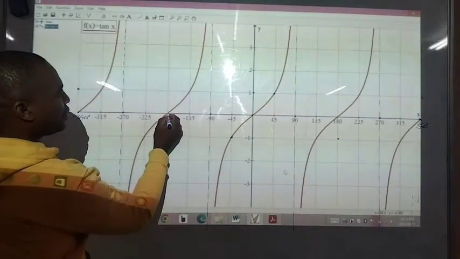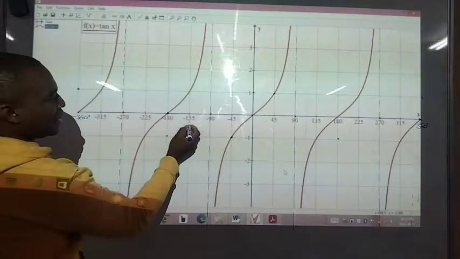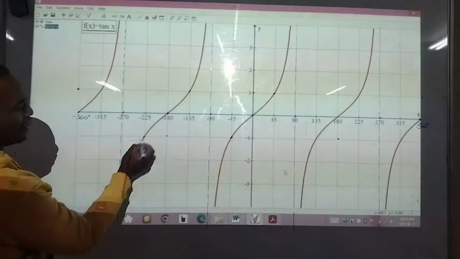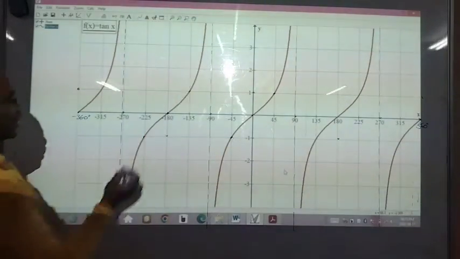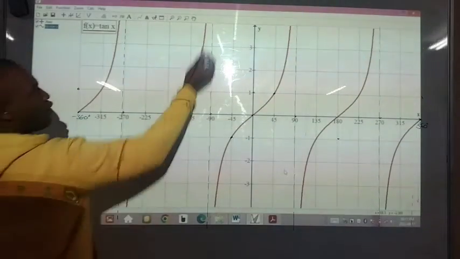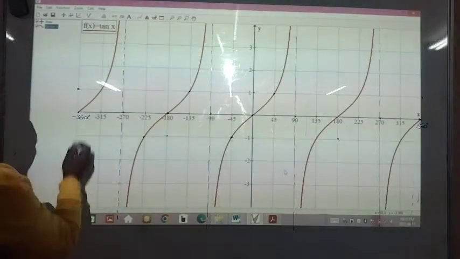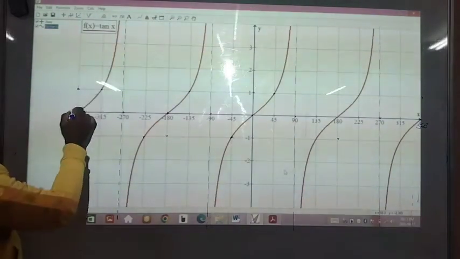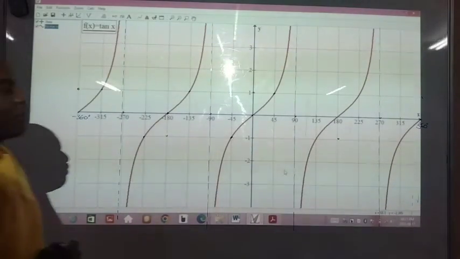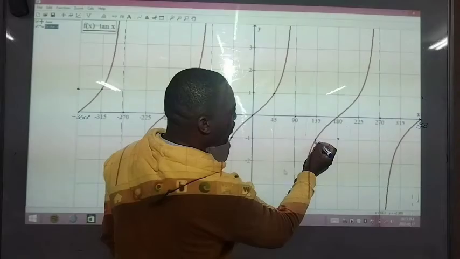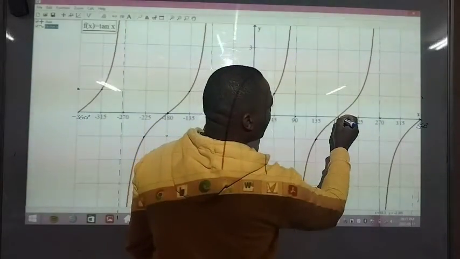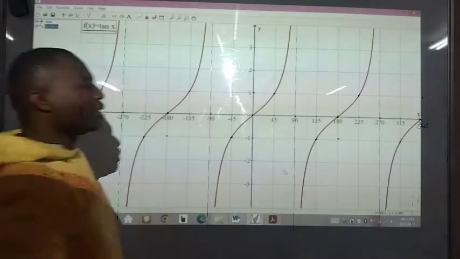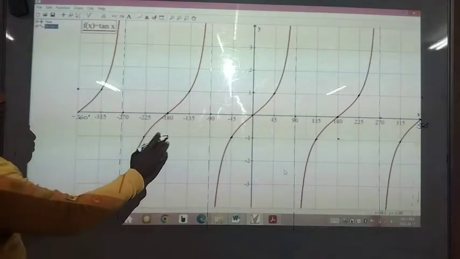If you notice also, at negative 180 it's 0, at negative 135 it is 1, at negative 225 it is negative 1. That gives you the shape, and each time the graph approaches the asymptote. And then at negative 360 it is 0, at negative 315 it is 1. It gives you the shape of the graph. So it is the common thing throughout which you need to know for this graph as we move on learning these graphs.